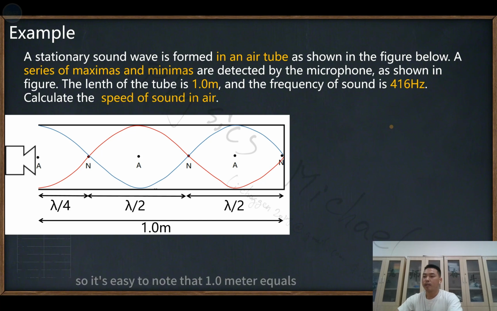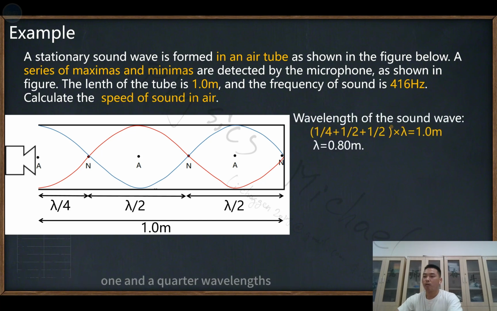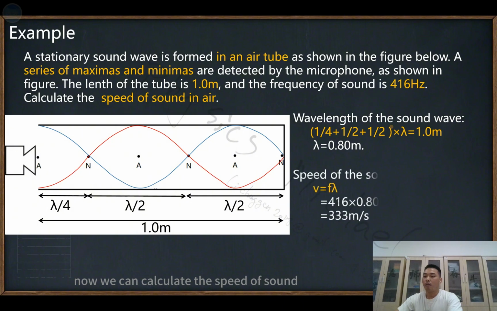So it's easy to note that 1.0 meter equals 1.25 wavelengths. So the wavelength is 0.80 meters. Now we can calculate the speed of sound. Frequency times wavelength gives us 416 times 0.80, which equals 333 meters per second.